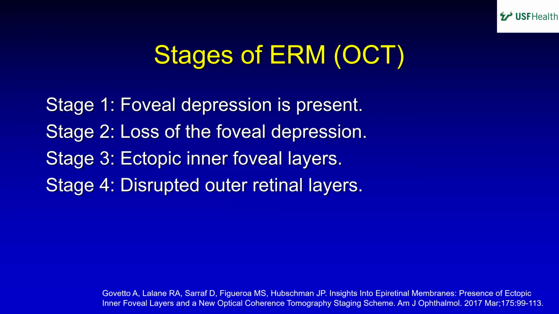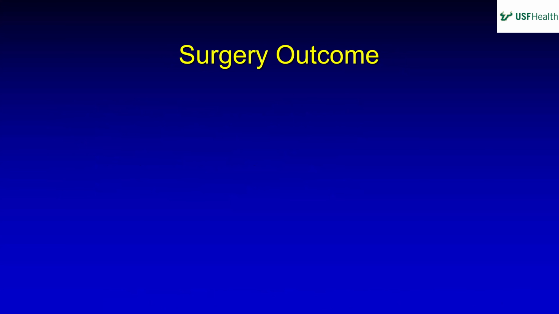So for stages of ERM: stage 1, the foveal depression is present; stage 2, loss of foveal depression; stage 3, ectopic inner foveal layer; stage 4, the outer retina is disrupted. And like I say, it'll say in my chart, this patient has a stage 2 epiretinal membrane, there's loss of foveal depression. And then it's a discussion item.